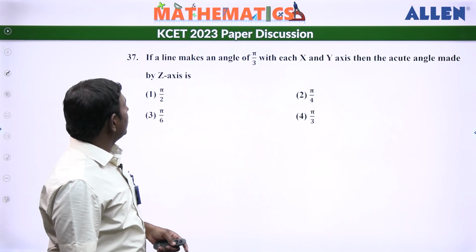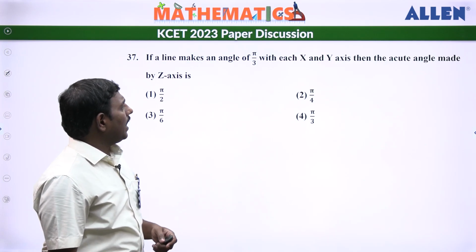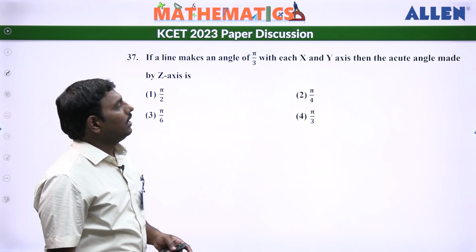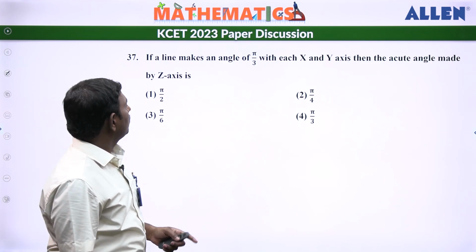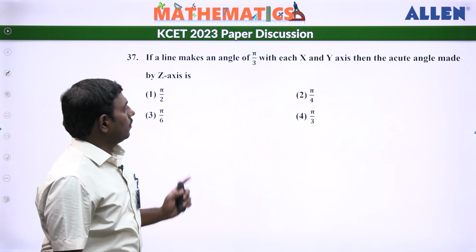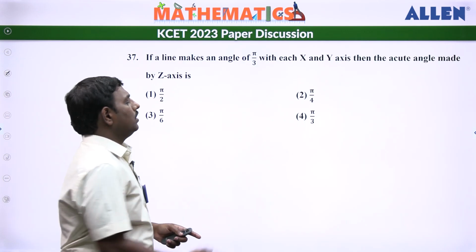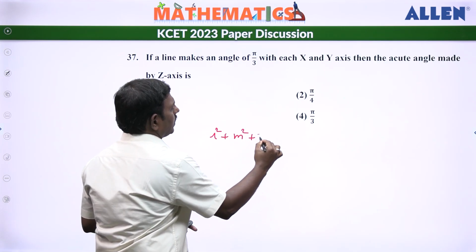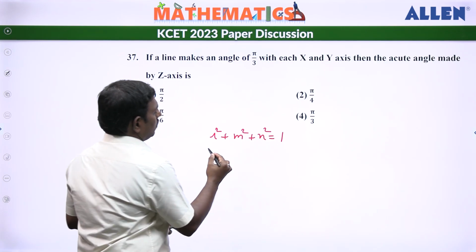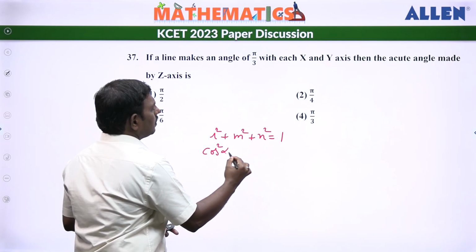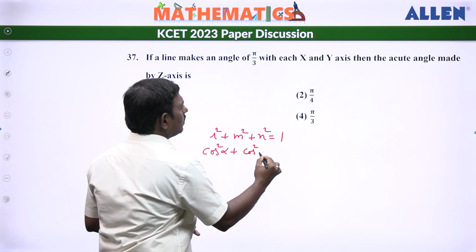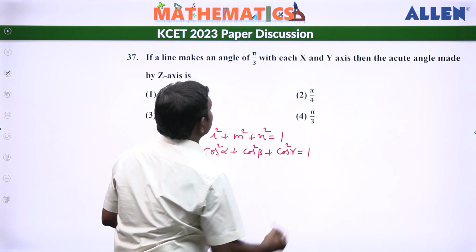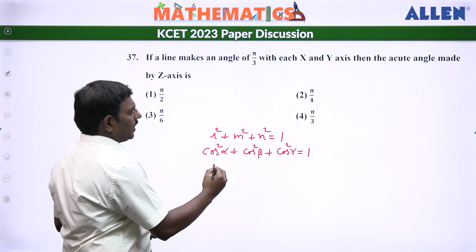Next I am going to question number 37. If a line makes an angle of pi by 3 with each of the x and y axes, then find the acute angle made by the z axis. When direction cosines are given, we know the relation l square plus m square plus n square is equal to 1, which is cos square alpha plus cos square beta plus cos square gamma is equal to 1. But it is given alpha is 60 degrees, beta is 60 degrees.